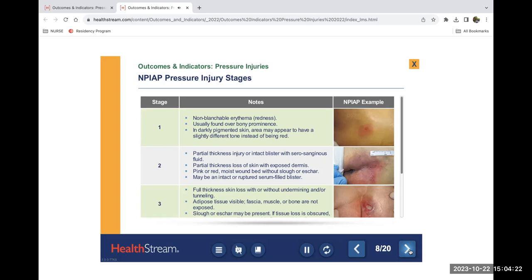A Stage 3 pressure injury is a full-thickness wound with loss of tissue. These wounds may go deep. Fat or adipose tissue may be visible. However, bone, tendon, and muscle are not visible. Tunneling may be present, and the tissue loss is obvious.